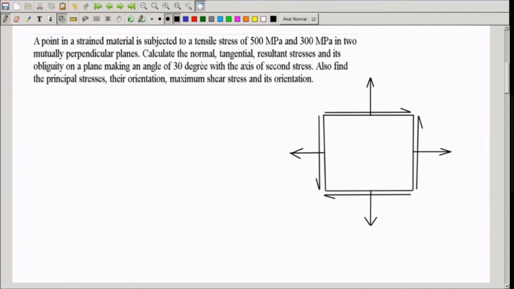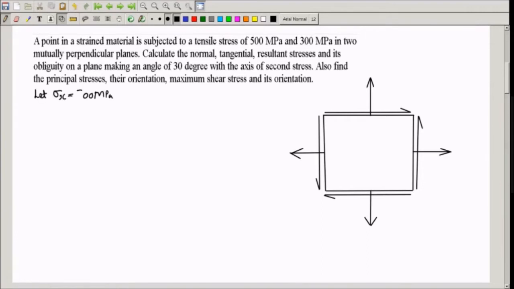See, he says it has a point, but the point can be enlarged and viewed as a square or rectangular shape. That's what we are doing. I have drawn here what is actually representing a point. But he says it is subjected to tensile stress of 500 megapascal and 300 megapascal in two mutually perpendicular planes. He is not telling which is sigma x and which is sigma y. So we can take 500 as sigma x or 300 as sigma x, whichever is convenient.